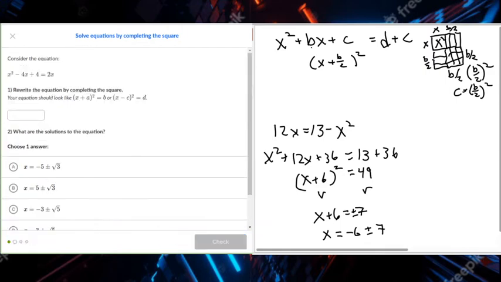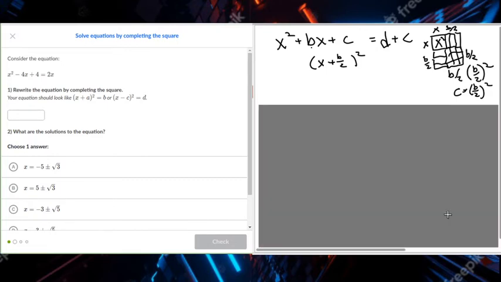Okay, let's look at our second question. Keep this over here. Sorry for the gray. I keep saying I'm going to figure that out, but I never really do.